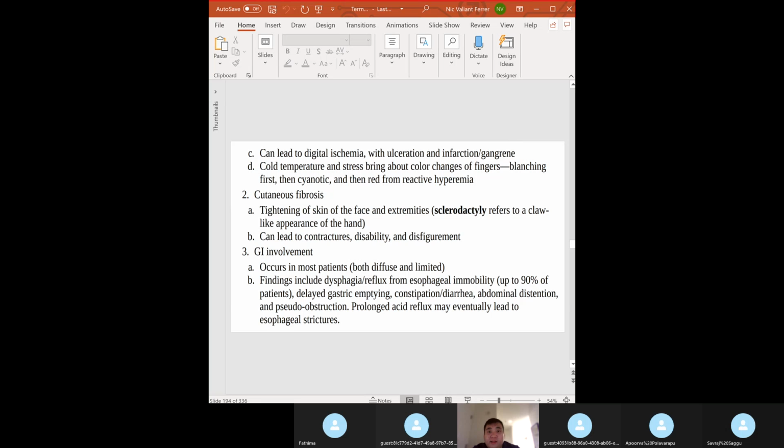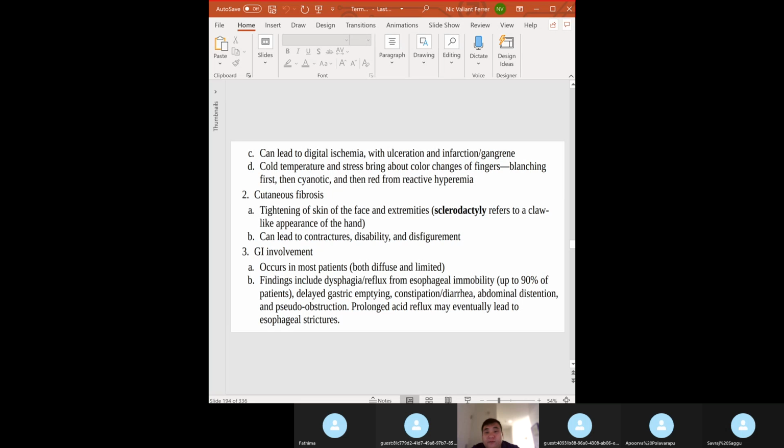Someone talked about, for SLE, antiphospholipid antibody syndrome. This is always associated with SLE. You have recurrent venous thrombosis. That's why you have pulmonary embolism. You have thrombocytopenia. You have livedo reticularis, a lace-like pattern on the skin. Treatment is long-term anticoagulation, right?